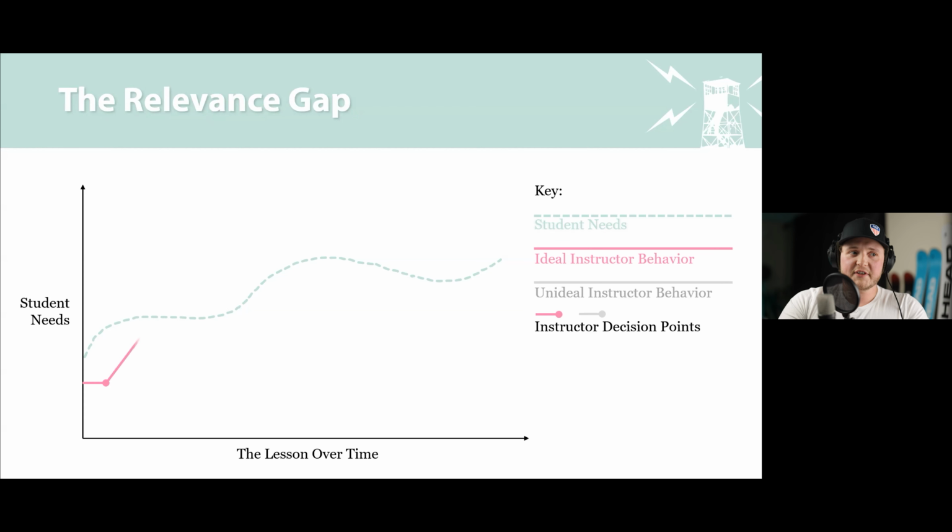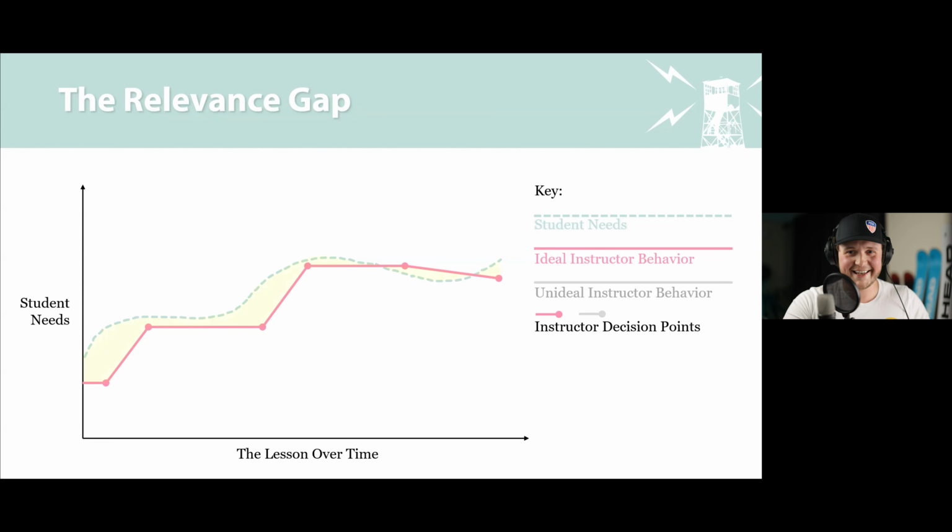And so we have this pink line here, and that represents our behavior as instructors with the circles representing decision points. Ideally, as the needs of the student change, the instructor is taking note of these changing needs and making changes to their own behavior and the lesson plan to adapt. The general idea behind this relevance gap is to minimize this gap here shaded in yellow. This is what we call the relevance gap, and it signifies how close our behavior matches our students' needs.